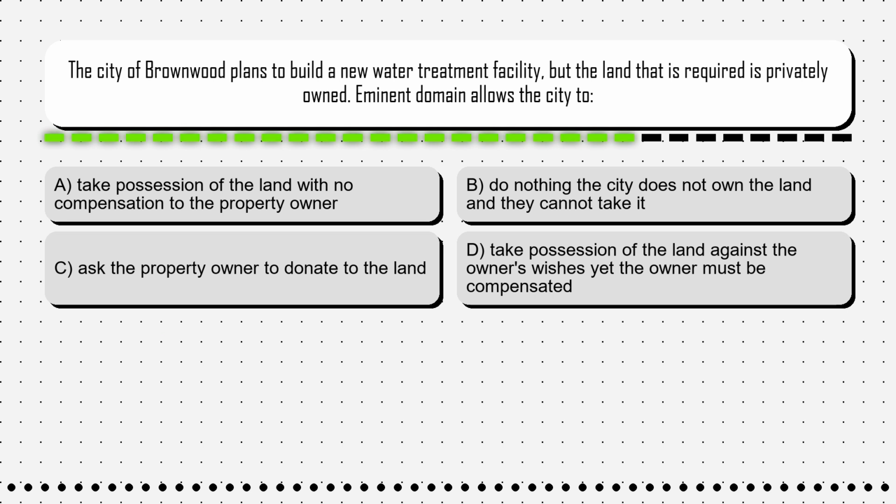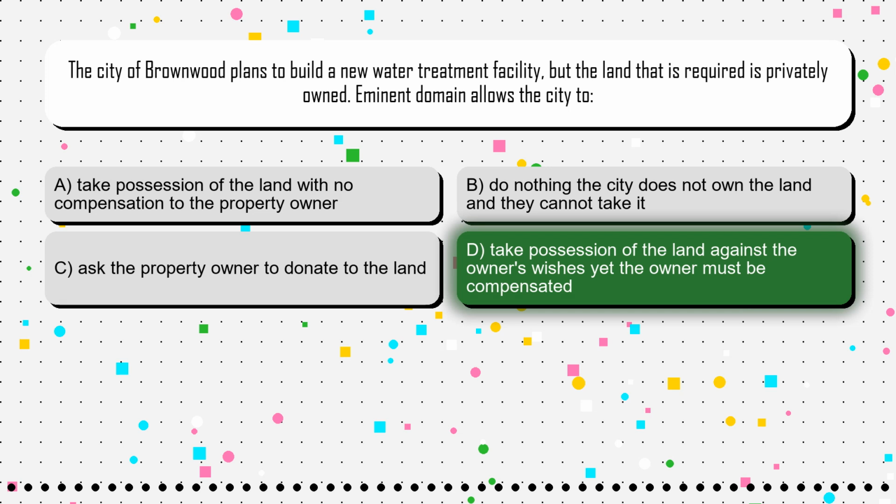Question 13. The city of Brownwood plans to build a new water treatment facility, but the land that is required is privately owned. Eminent domain allows the city to: Option A, take possession of the land with no compensation to the property owner. Option B, do nothing. The city does not own the land and they cannot take it. Option C, ask the property owner to donate the land. Option D, take possession of the land against the owner's wishes, yet the owner must be compensated.